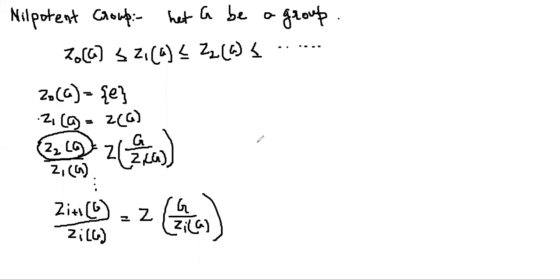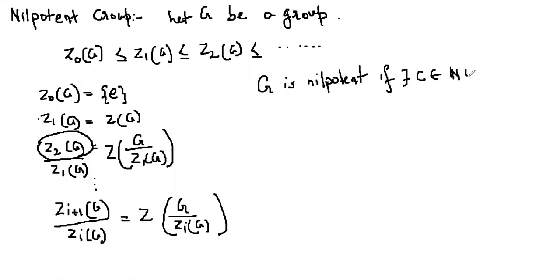I think you must have been accustomed. So I sometimes say G mod ZiG, sometimes I say G quotient ZiG, which are both the same thing. Sometimes we use the word quotient, sometimes we use mod. And by mod I mean modulo, not the absolute value mod. So when is the group nilpotent? G is nilpotent if there exists some c which is a natural number or zero, such that ZcG is G. So this is the definition of a nilpotent group.